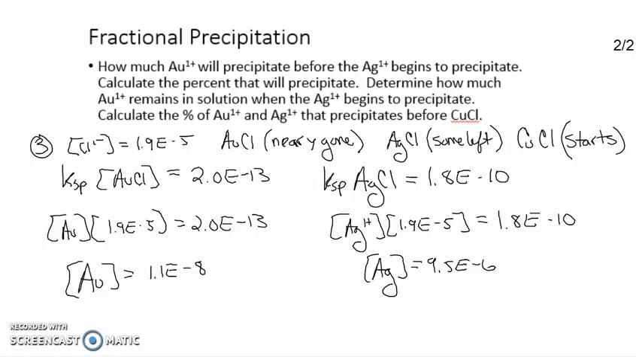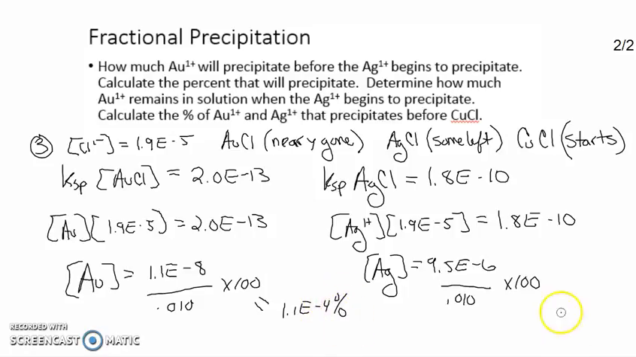And just as before, you can calculate the percentage of these left in the solution by taking the amount that you just calculated, dividing it by the original molarity, and multiplying times 100. I find the percentage of the gold that's left is about 1.1 times 10 to the negative 4%. And the percentage of the silver that's left is about 0.095%. So essentially your concentration is 0, but there is still, of course, just a tiny little bit dissolved.